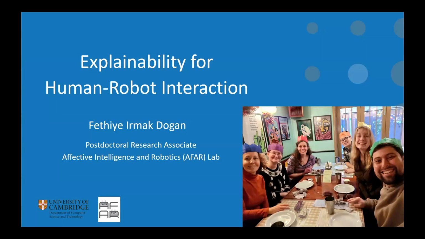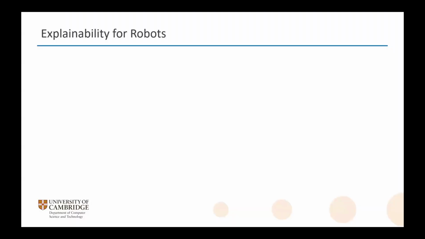So I am Fethiye Irmak Dogan, and I'm a postdoctoral researcher at the Effective Intelligence and Robotics Lab. And this is our last Christmas celebration photo with some of the group members. And today we'll talk about explainability for human-robot interaction.